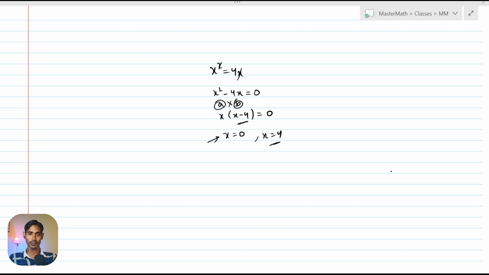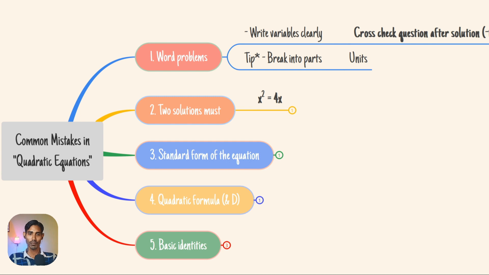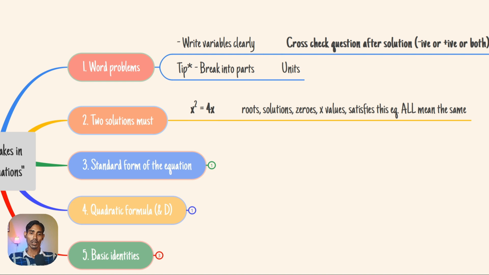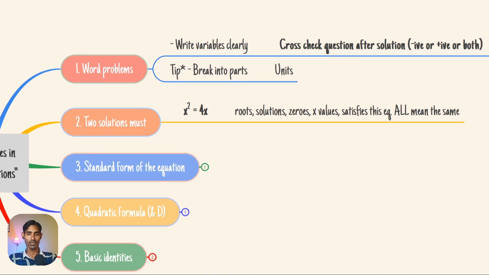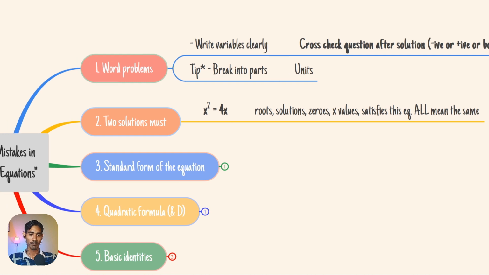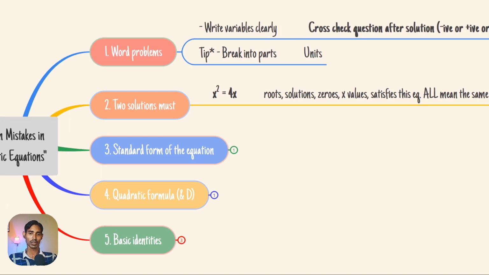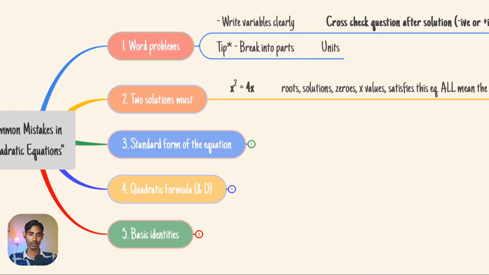Now another small tip: roots, solutions, zeros, x values, x and y satisfying the equation all mean the same. They more or less are the same things. Even factor is related. From a factor you can get the zeros of an equation. So it's sometimes confusing, what are we really finding? Sometimes zeros is used, sometimes roots is used. So generally students get confused.